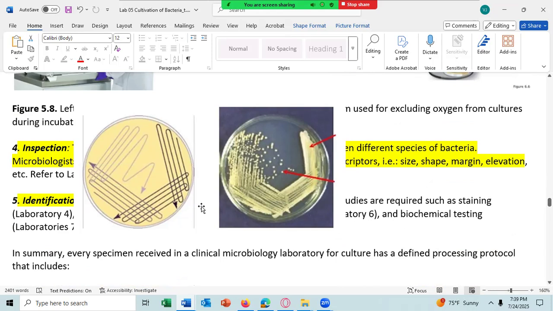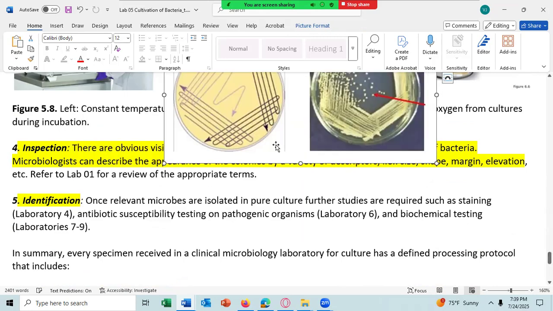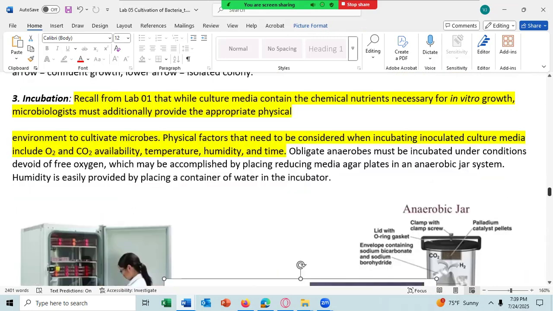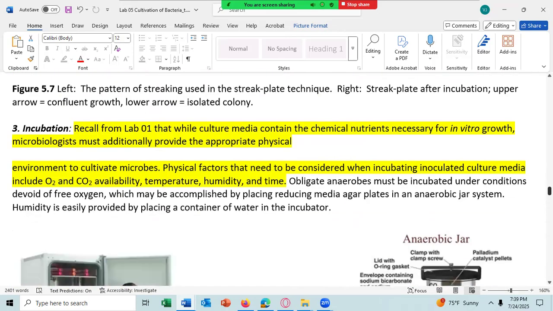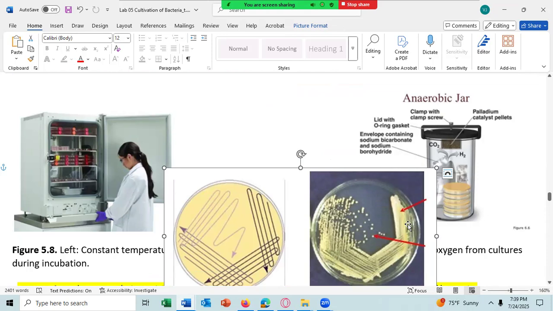I'm not sure what happened here. That shouldn't be there. That should be up here. Oh, I got 2 of those. Why do I have 2 of those? Let's get rid of that.